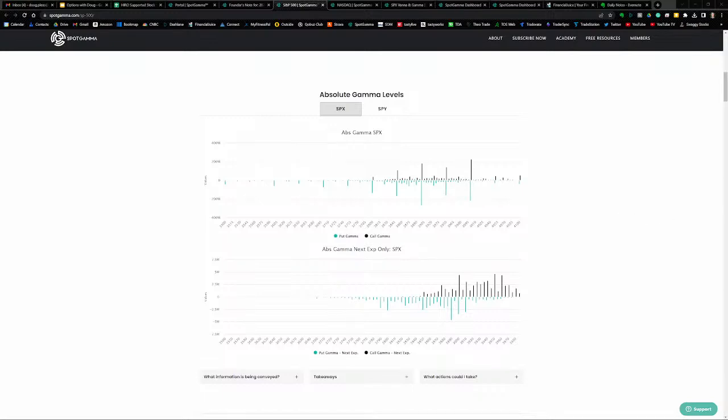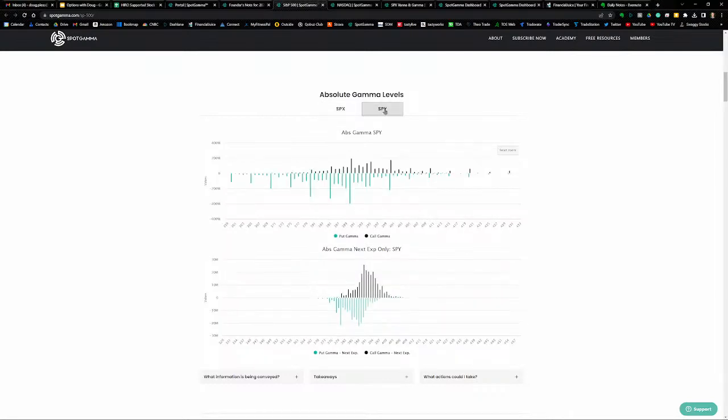So note the gamma is pretty evenly distributed between 3,900 and 4,000, almost equal amounts of put gamma and call gamma. And then there is somewhat of a dominance of put gamma below the 3,900 level. All right, that's SPX. Let's take a look at SPY.